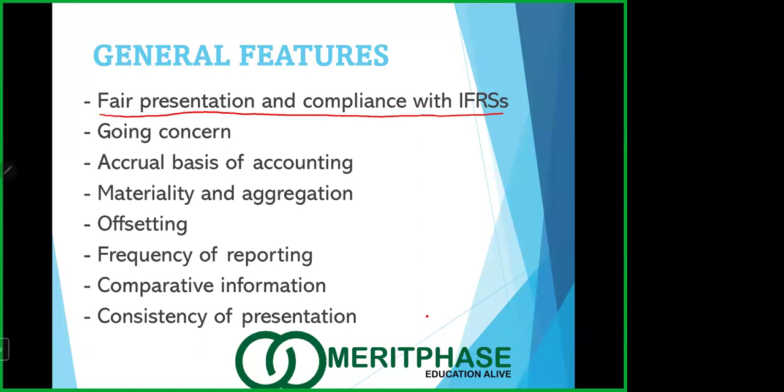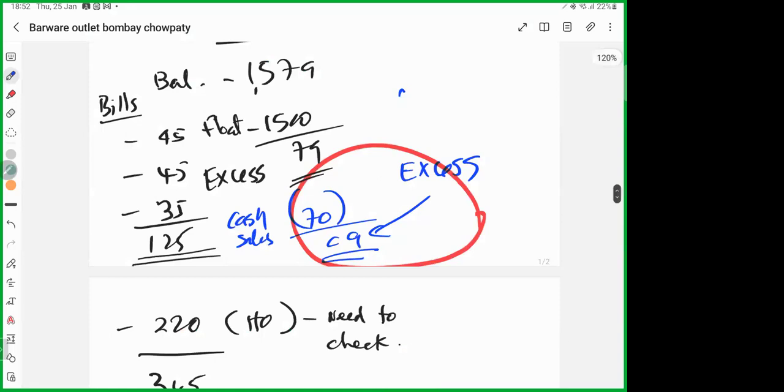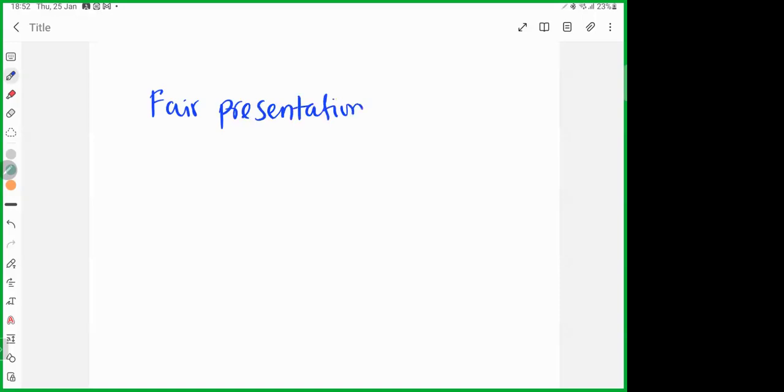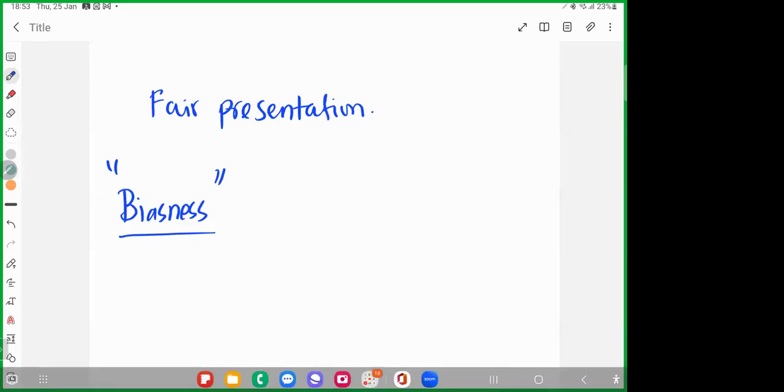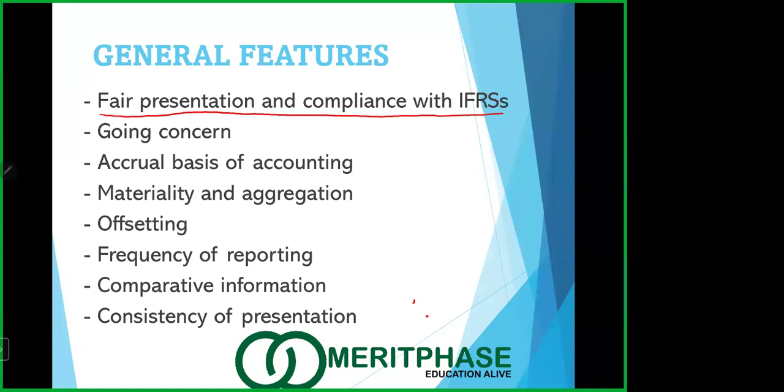Now, when you're producing your financial statement, the financial statement should be presented in a fair manner. It should be presented on a fair basis so that every user is getting the right benefit of the financial statement. If it is not produced on a fair basis, then there could be a possibility of bias, which could harm the objective of financial reporting. So, one of the requirements of IAS-1 is to ensure that it is presented in a fair manner.